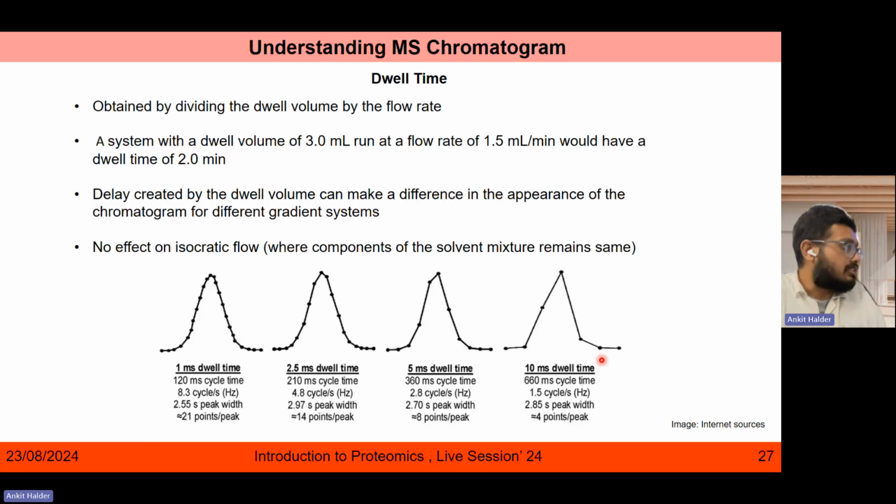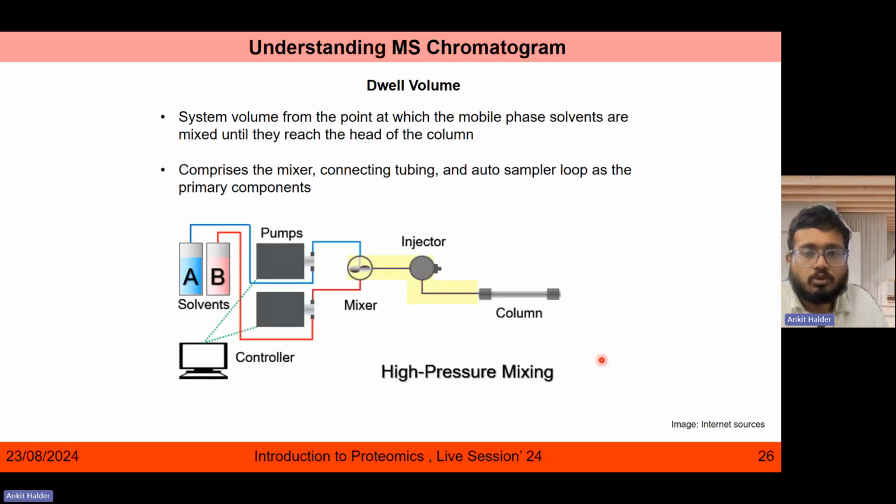Okay. So these are the two concepts of your dwell volume and dwell time, which lead you to an effective chromatogram and efficient peak identification, which is quite crucial when you are doing this.